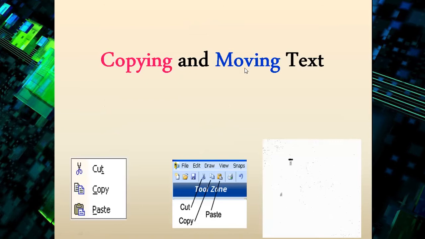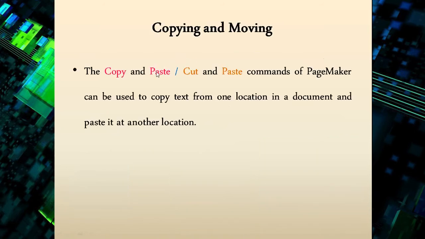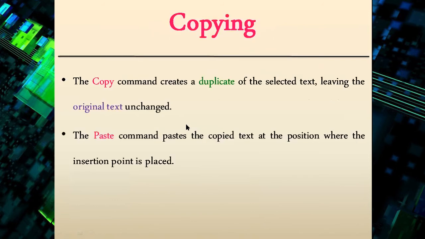Copying and moving text. You are very familiar with this topic because you have learned much of it in Windows. Using the copy and paste and cut and paste commands of PageMaker, text can be copied from one location or document and pasted in another location. What does copying mean? The copy command creates a duplicate copy of the selected text, leaving the original text unchanged. The paste command pastes the copied text at the position where the insertion point is placed.